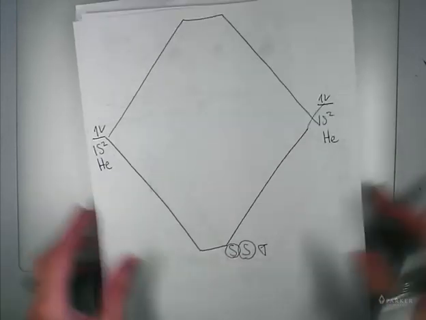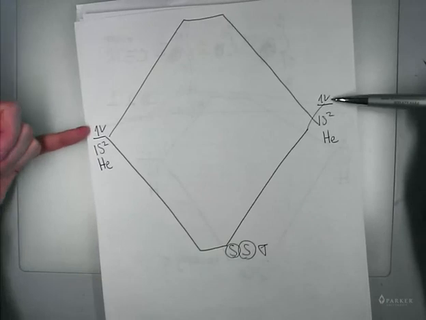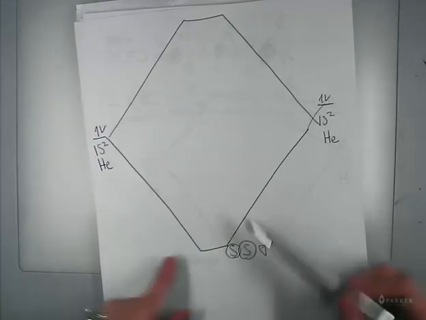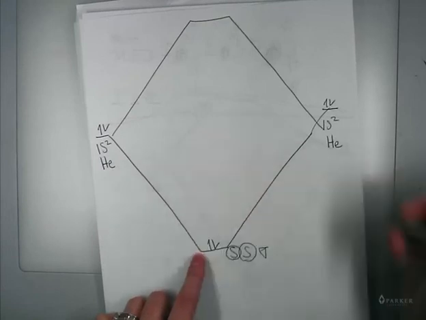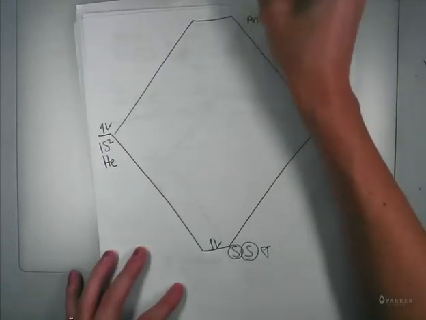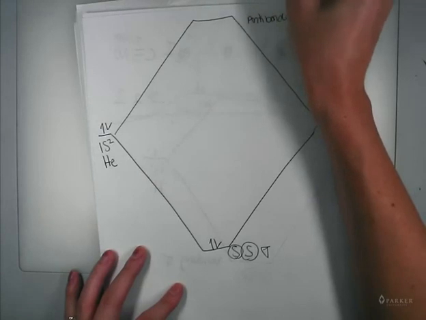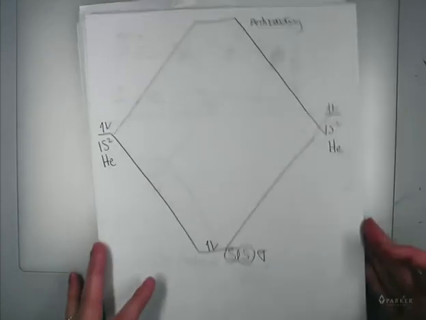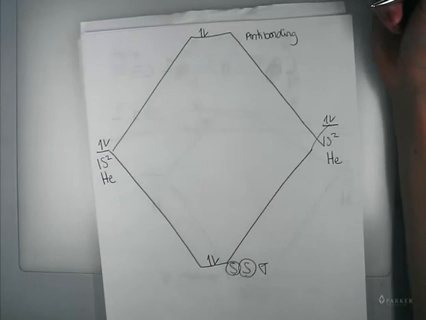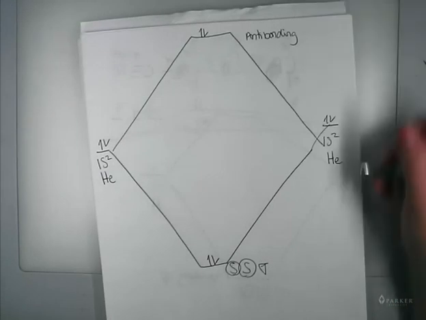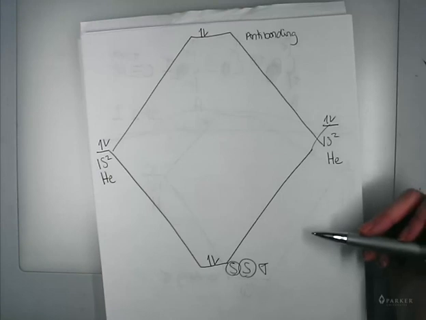And then how many electrons do I have total? How many lines or arrows? 4 total. How many can I put on one line? 2. So I have 1, 2. So where do the other 2 go? Anti-bonding. Do we like anti-bonding? No. So helium does not exist as a diatomic.